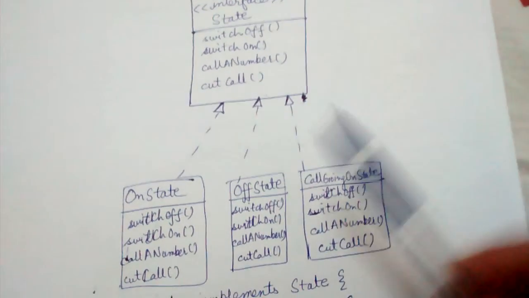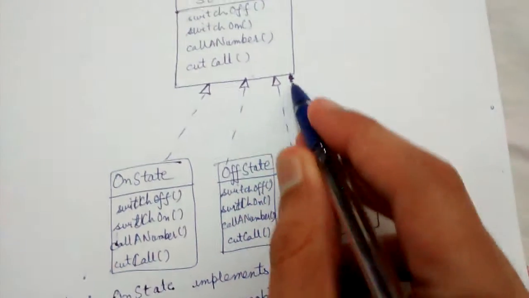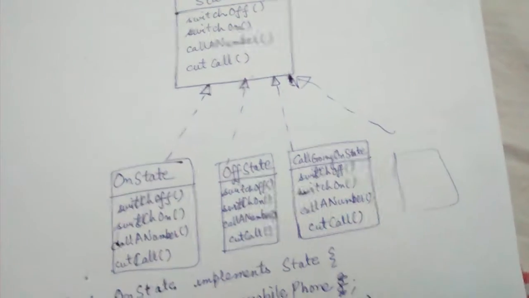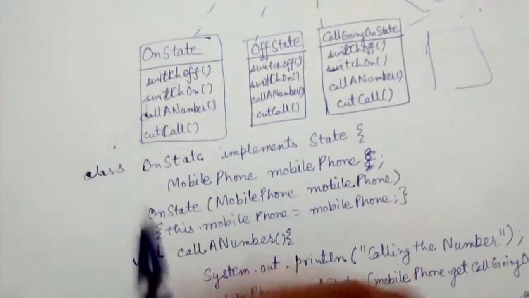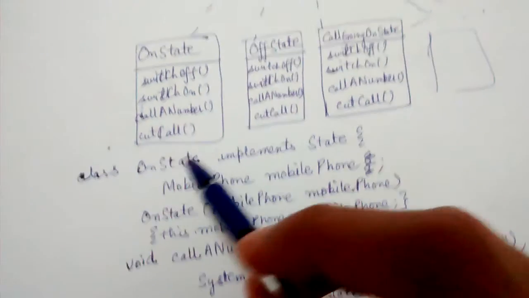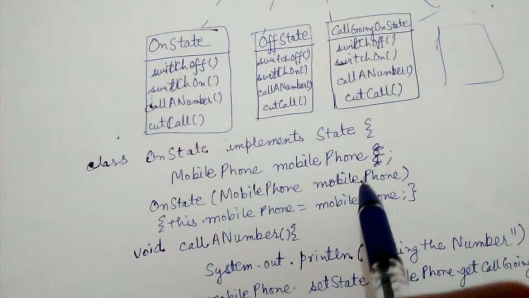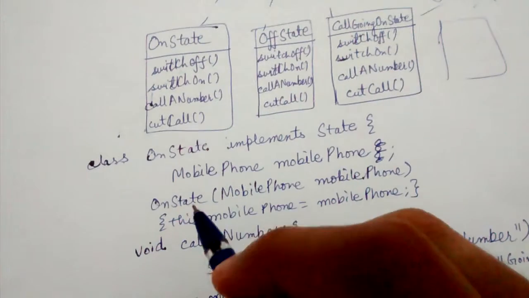Now if we want to add one more state, I will just add an arrow here like this. We will add just one more state. We want to add one more state, we just plug it here. So it's as cool as that. Let's see the implementation of one of these classes. Let's see the implementation of onState class. So this is a mobile phone reference it is having. Why it is having a mobile phone reference, we will look at it later.